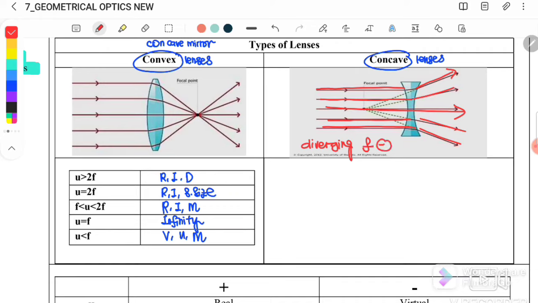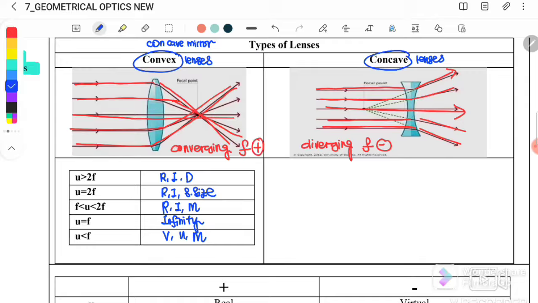Whereas if you refer back to the convex lens, after the incident ray it will focus on one point. When it focuses on one point, this is converging. Therefore the focal length here should be positive.